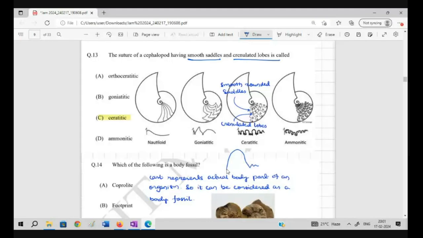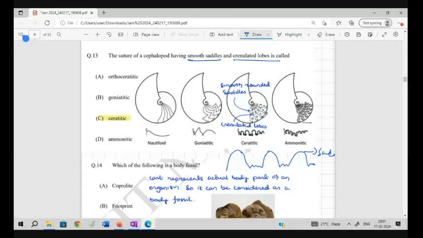It will be somehow looking like this. This part is called the saddle, and these parts are called lobes. The elevated parts, or convex upward parts, are called saddles, and the depressed parts, or concave upward parts, are called lobes. In the question it is given that the saddle is smooth but the lobe is granulated, and this type of suture, if you remember, is called the ceratitic suture.